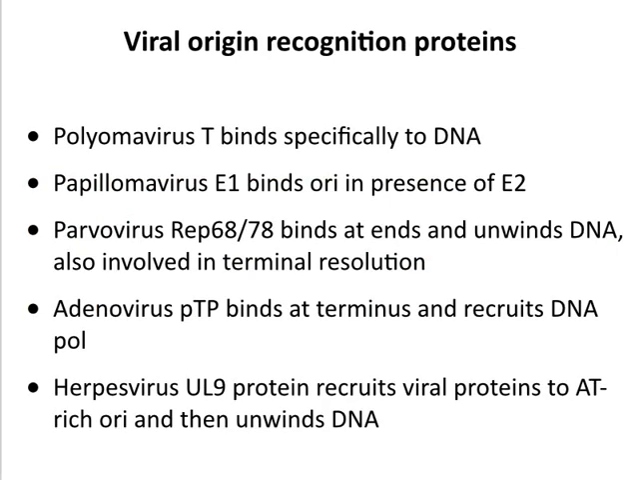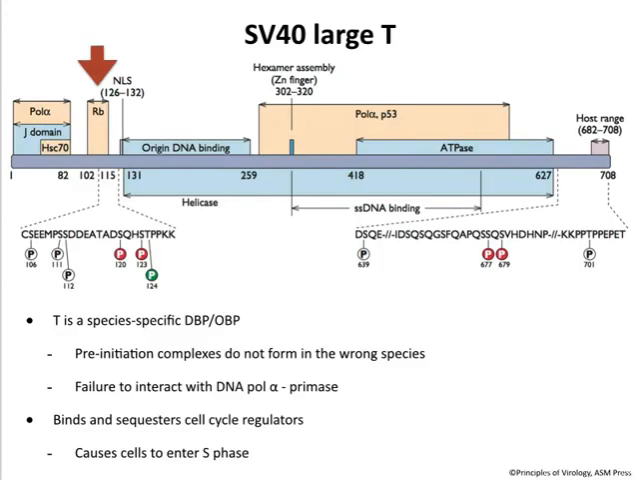Some of the origin recognition proteins: we've talked about polyomavirus T antigen. For the related papillomaviruses, it's called E1, and we'll talk a little bit about that. E1 doesn't bind very well by itself. It needs a second viral protein called E2. Parvovirus, the Rep protein, is the origin binding protein. We've talked about how that works. For adenovirus, the PTP is the origin binding protein that recruits the polymerase. And then there's a herpes viral protein as well. This is just to show you that these proteins have very similar functions in recruiting polymerase and accessory proteins to the origin.